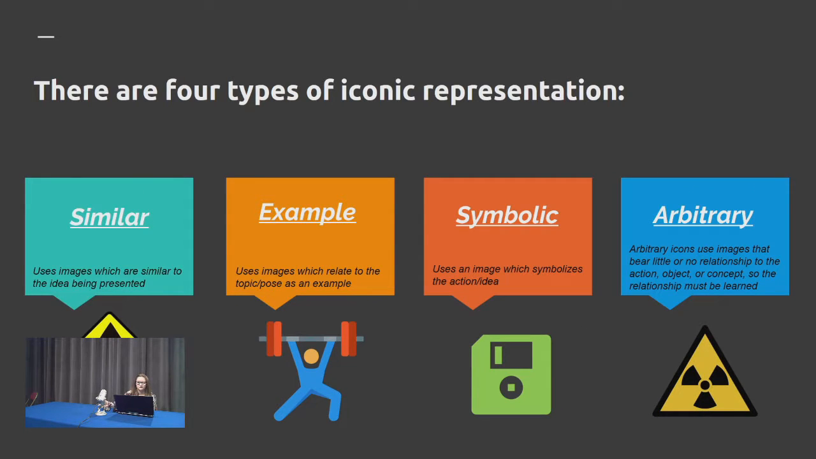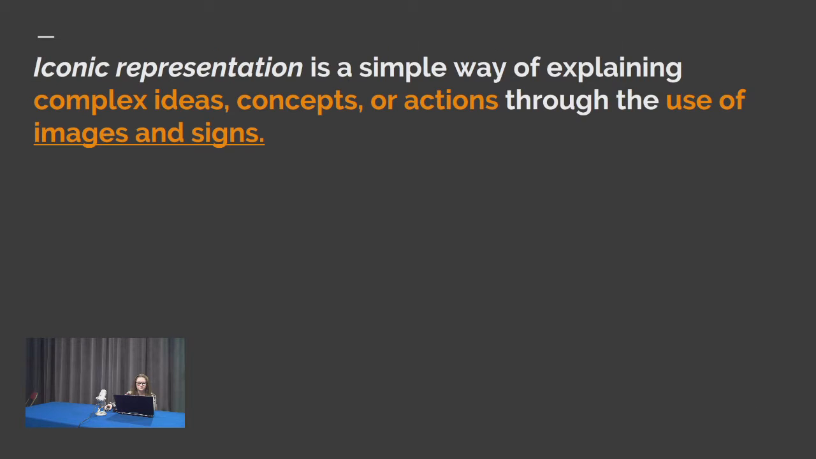And then we have arbitrary, which these icons are basically irrelevant. They mean nothing unless you know their meaning, basically. So the radiation icon that I used, you don't know anything about radiation by looking at the sign. You just know that that means radiation. So basically only people that work with radiation or those of us that just know it are going to know that that means radiation, because it's an arbitrary sign that doesn't actually have any meaning behind it, I suppose.